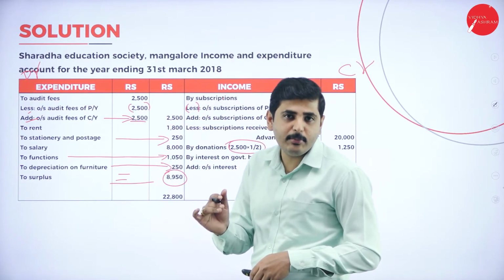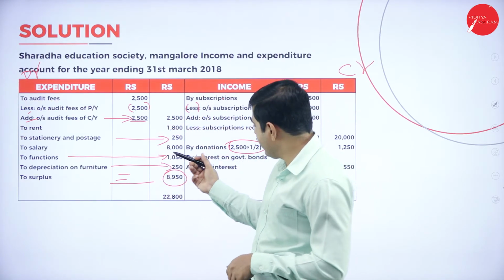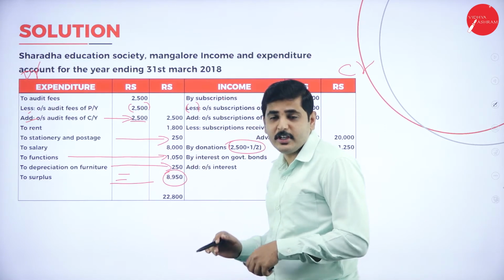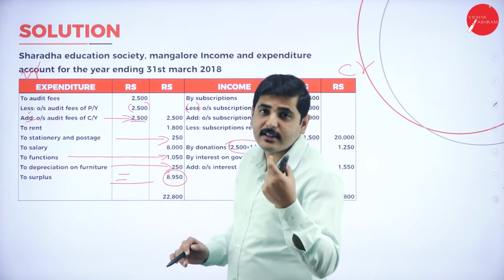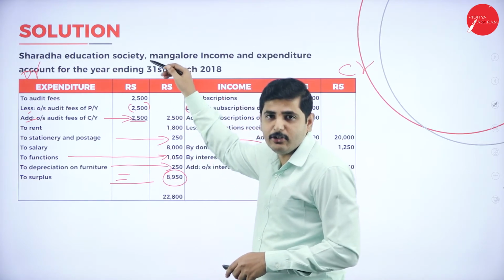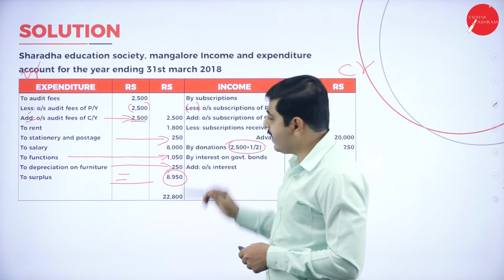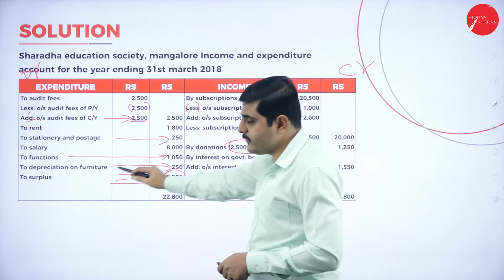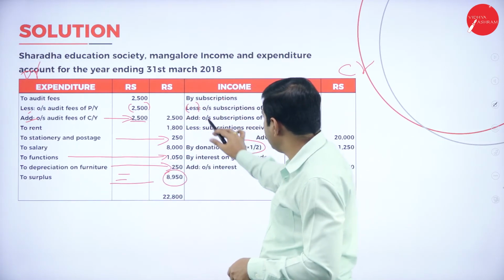In some problems they will give it as a percentage. Here they have directly given the amount, 250 rupees. But in some problems they will give a certain percentage, like 10% depreciation, and then we have to calculate total furniture into 10%, or total furniture into 5%, like that. Next comes the surplus; we will calculate it later, leave it. Coming to the income side.